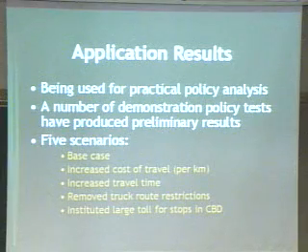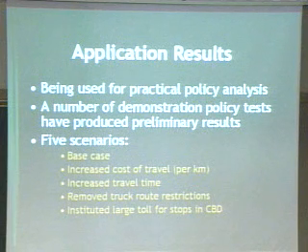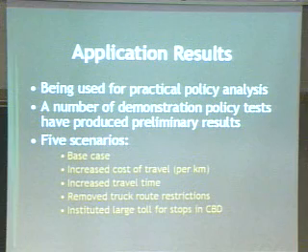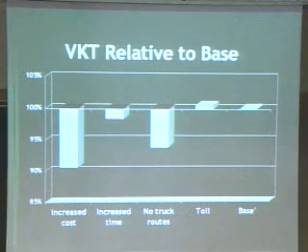tests at this point. Looking at a base case versus playing with increasing the cost of travel, increasing the time it takes to travel, removing the truck route restrictions completely, and then a large toll for trucks going into and making stops in the central business district. And this just shows the sorts of changes then we get.